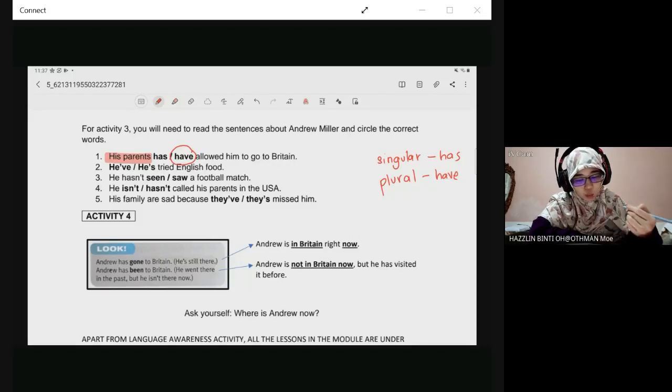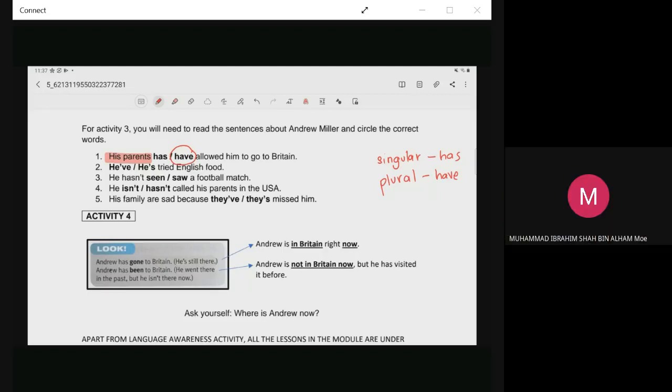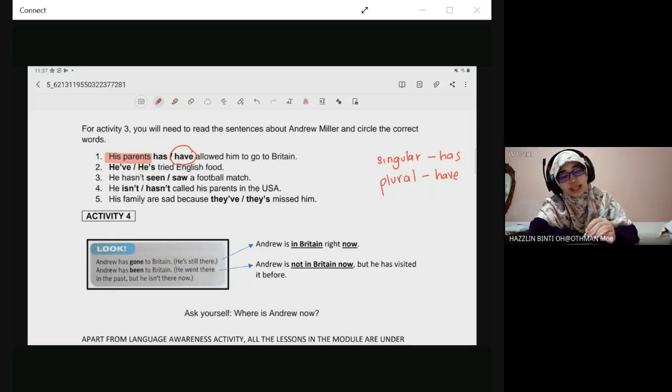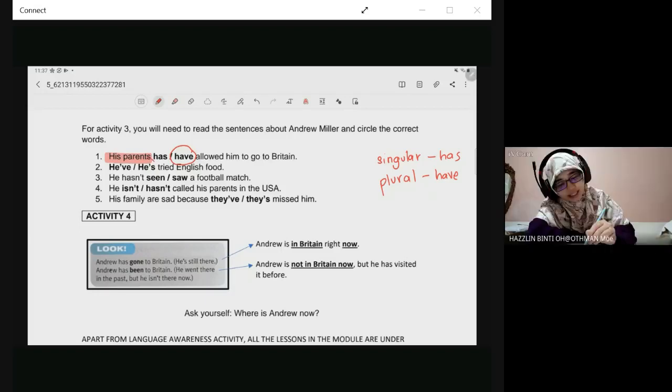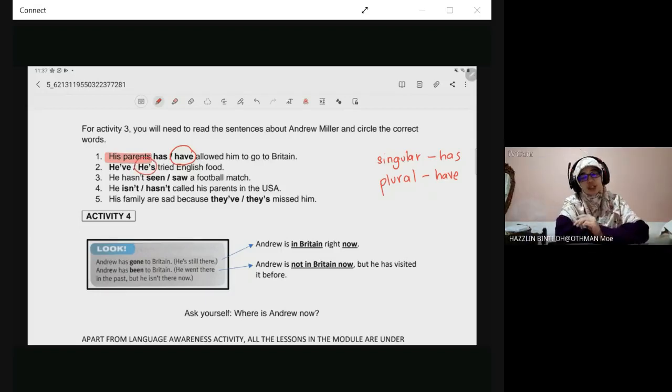Let's look at the second one. He. Is "he" singular or plural? Singular. Very good, Ibrahim. He is singular, so we have to use "has". And the short form of "has" is apostrophe S. So the answer is "his". Okay, very good. Let's look at the next one.